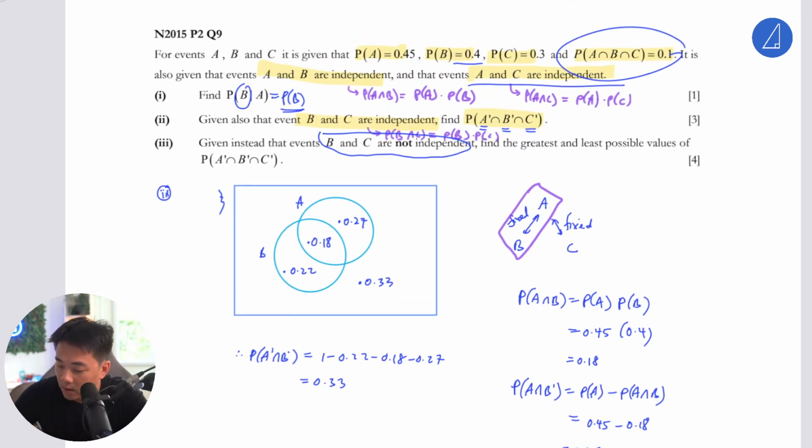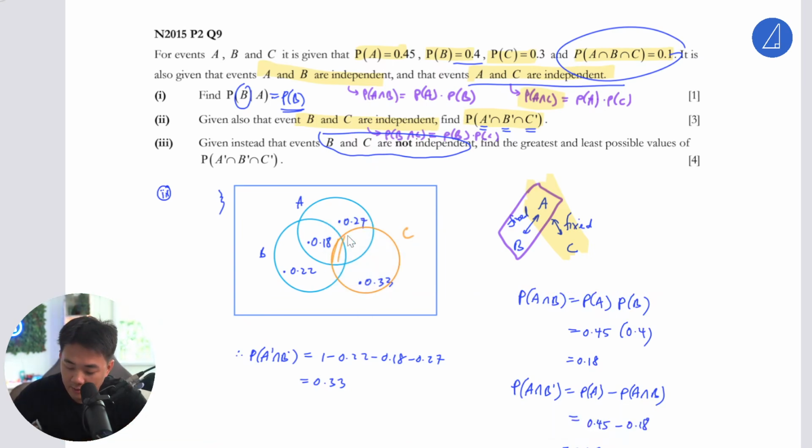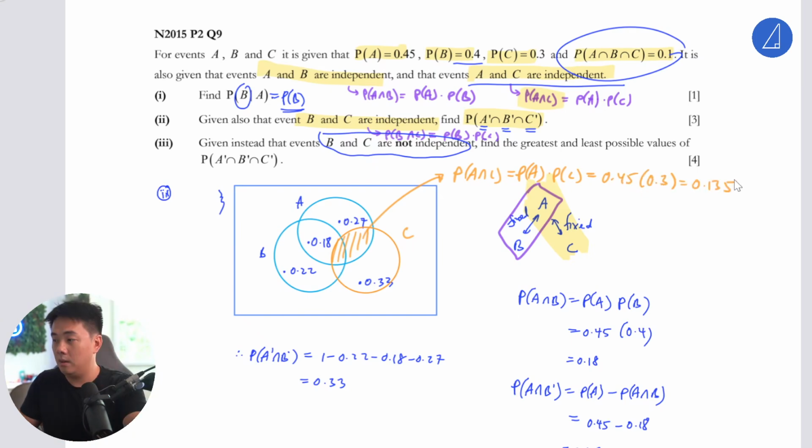So you know that the relationship between A and C is fixed. Okay. How fixed is fixed? Essentially, the A intersect C area is essentially fixed, right? Between A and C. So now when C comes into the picture here, so let's say this is C, right? You know that this area is fixed. Yeah? This between A and C is fixed. So this P(A intersect C) will just be P(A) times P(C), okay?